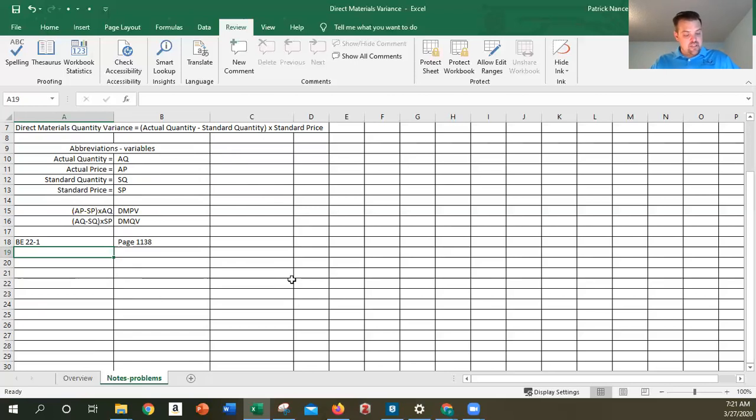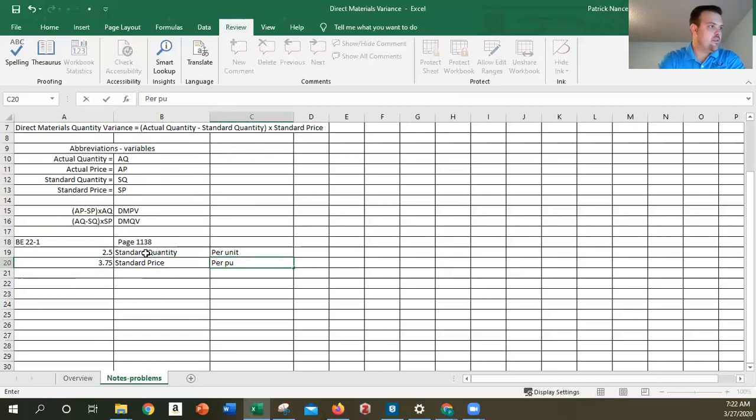Okay, so basic exercise 22-1 says Bellingham Company produces a product that requires 2.5 standard pounds per unit. So that's my standard quantity. I want to make sure that my standard quantity per unit is 2.5 pounds. Okay, and then it says the standard price is $3.75 per pound.